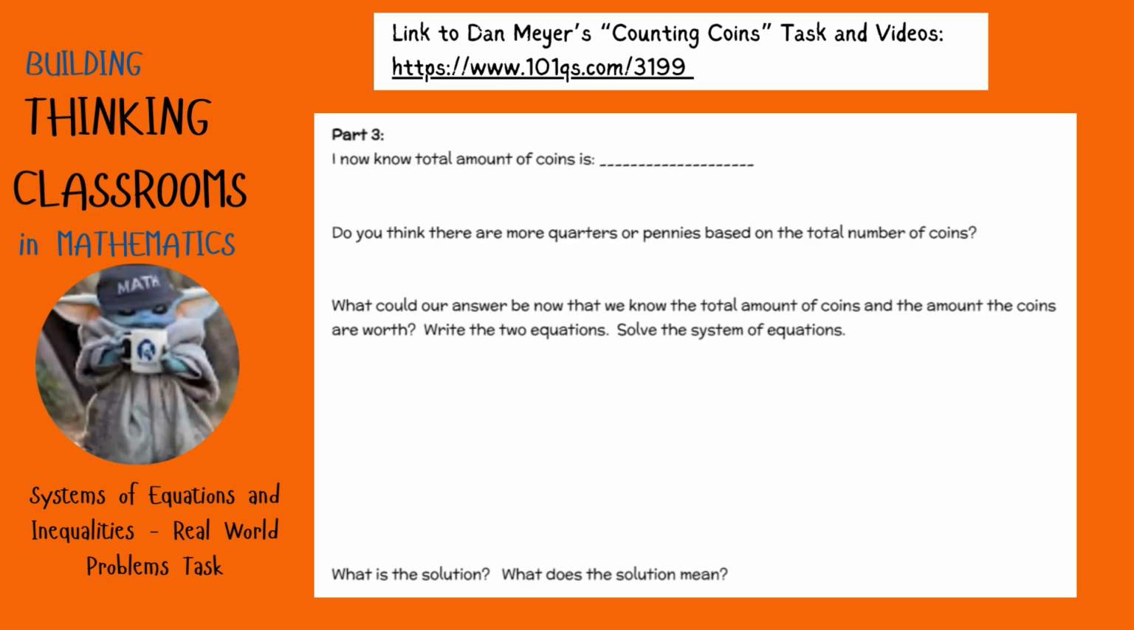For part 3, we want them to get the last piece of information, which is the total number of coins. The students are given the piece of information that the total amount of coins is 1,400. Now we want them to think about, are there more quarters or pennies based on that total number of coins? So the class consensus, as we looked at the fact that it adds up to $62 and we have 1,400 coins, was that we most likely have more pennies. So their ideas were, we wouldn't be close to needing that many quarters to reach $62.